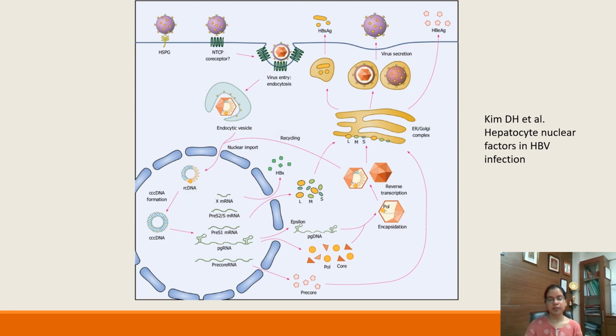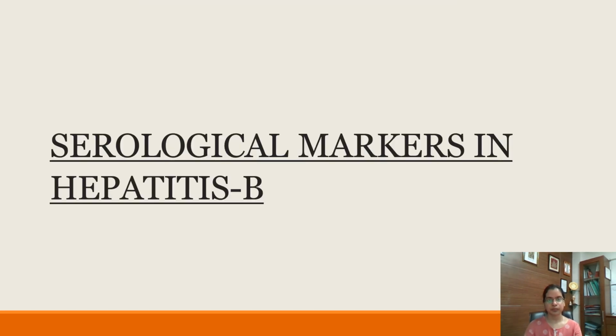HBe antigen is a marker of replication. So when it is released, that means the virus is replicating. And we cannot detect core antigen in the circulation as it is not released into the circulation, it is inside the capsid. So we can only detect HBs antigen and HBe antigen.